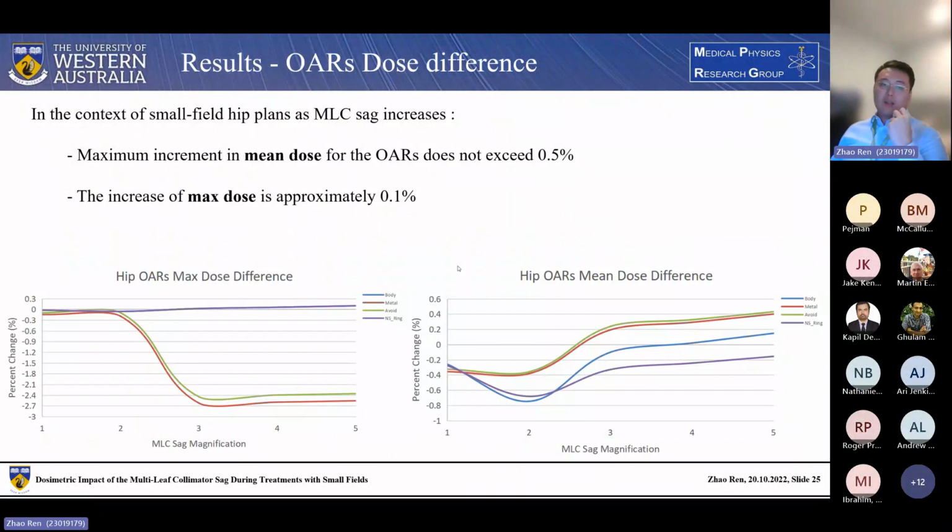However, in the context of small field hip plans, as MLC sag increases, the maximum increment in mean dose for the OARs does not exceed 0.5%, and the increase of max dose is only approximately 0.1%.